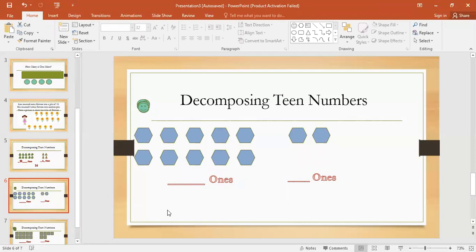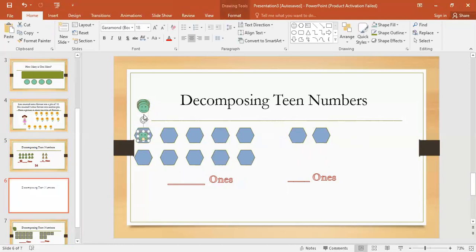Okay, so we're going to do the same thing here. We are going to count our hexagons until we get to 10 and put our smiley faces down, and then figure out the extra we have here. So go ahead and count with me the number of hexagons we have in our first group. 1, 2, 3, 4, 5, 6, 7, 8, 9, 10.